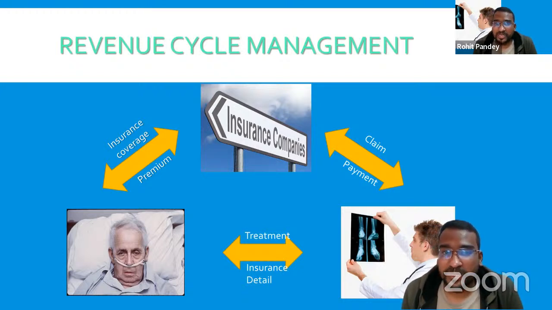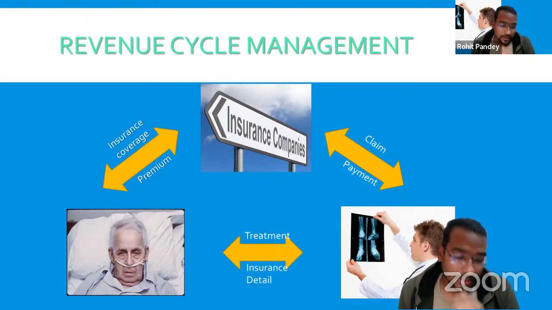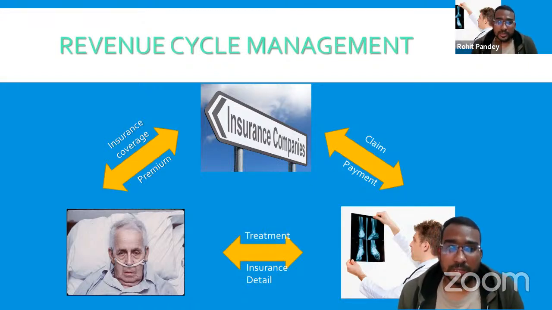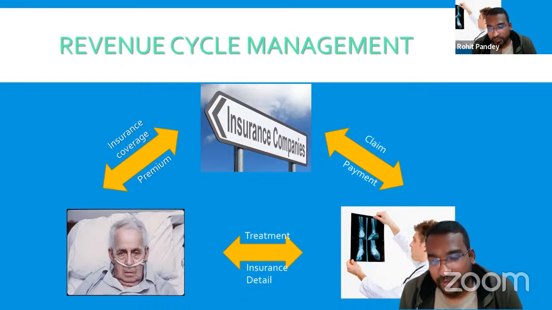And doctor, if he treats the patient, he will definitely get the money. And the insurance company, in layman's language, is a bridge between the patient and doctor. So here we are going to understand what revenue cycle management is. Revenue is like money, and cycle management is where the money goes, and we just manage it.